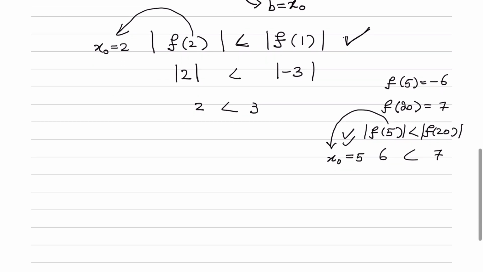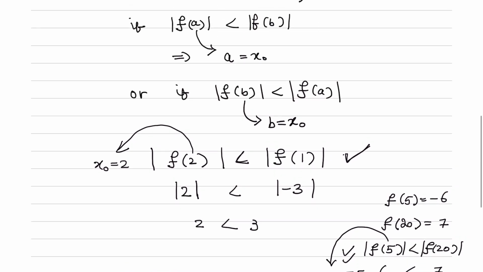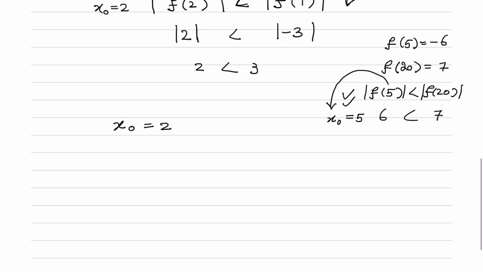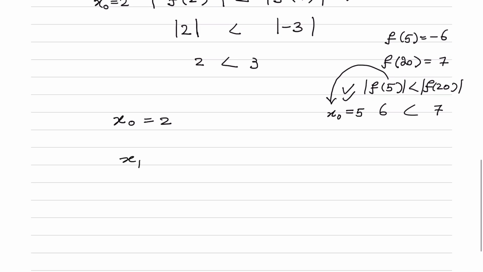Back to our question. In our question, the initial value is 2. That is what we needed to plug in this equation. x1 equal to x naught minus f of x naught over f dash x naught. So we have x1 is equal to x naught, which is 2, minus f of x naught, which is 2, whole divided by f dash at x naught, which is 2.